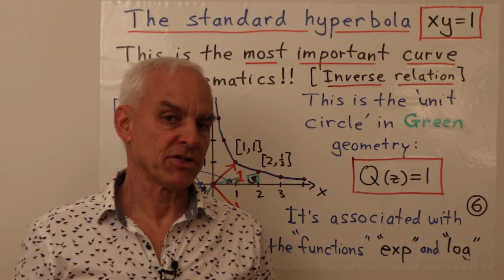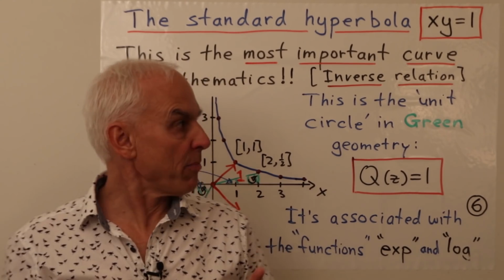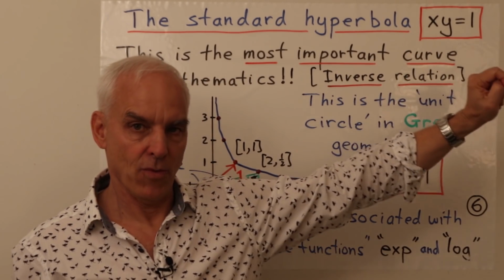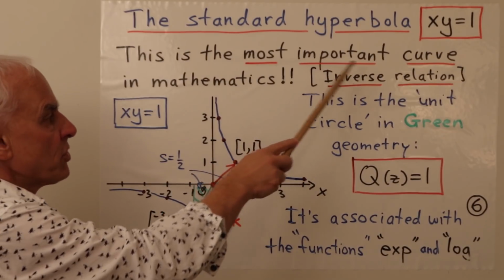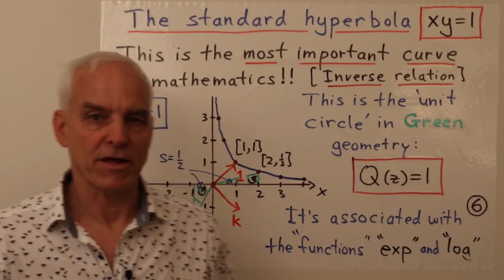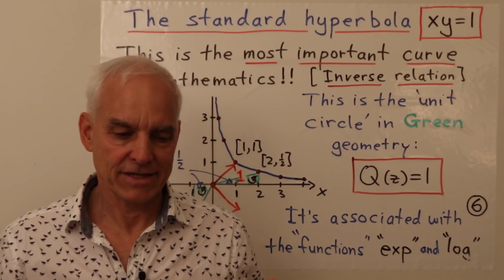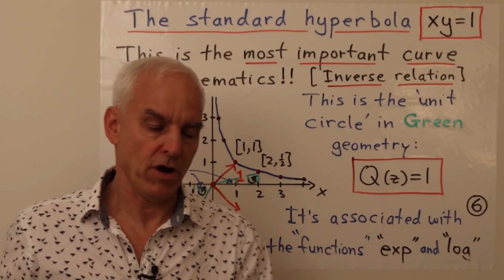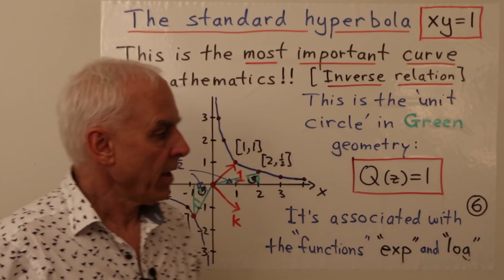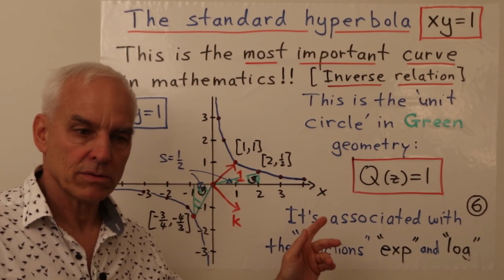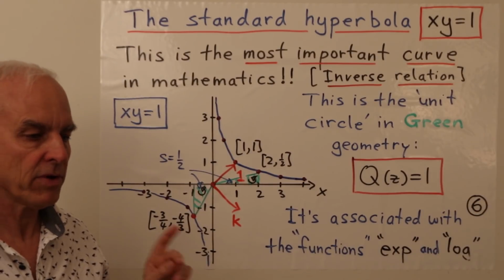Okay, great. So now we come to the star of the show, which is the standard hyperbola with equation xy equals 1. And I claim that this is the most important curve in all of mathematics. This curve is the most important curve. There are thousands of curves. This is the most important. You might think it's the unit circle, and that would be a good guess, but not really correct.